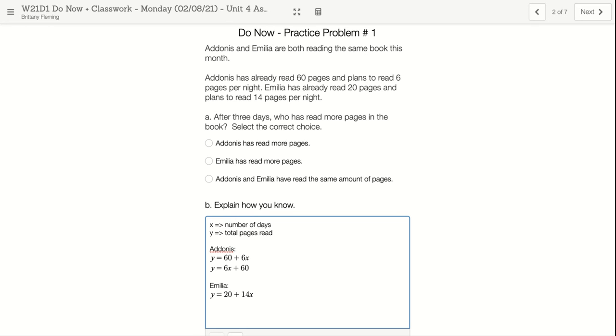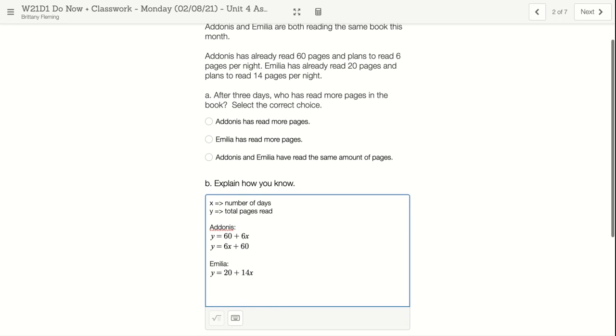So after 1 day, Amelia will have read 34 pages. That's 20 plus 14 times 1. 14 times 1 is 14. And then 14 plus 20 is 34. And then we continue with that pattern as the days increase. I have also written the equation for Amelia in slope-intercept form.